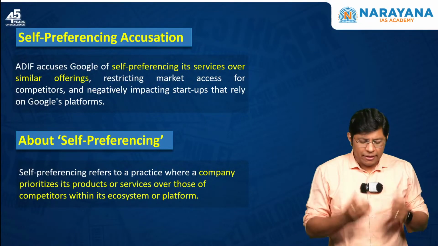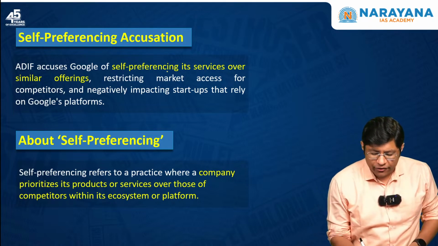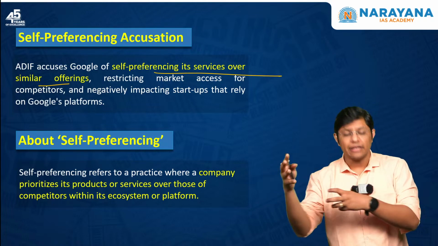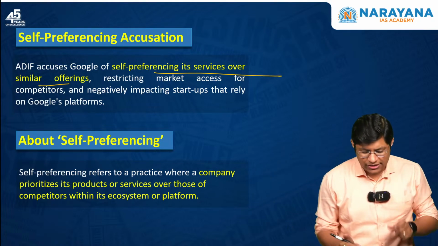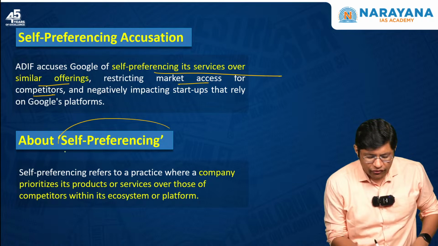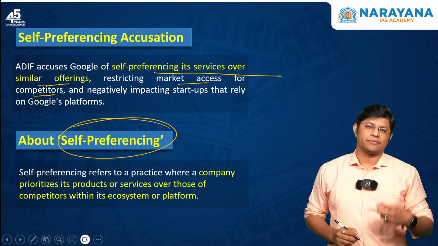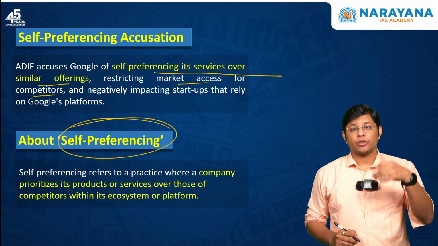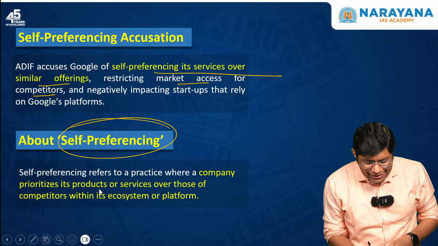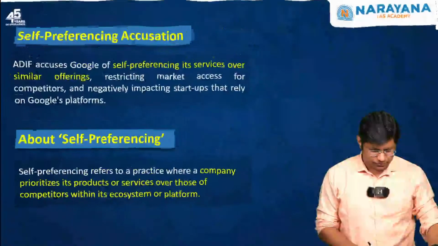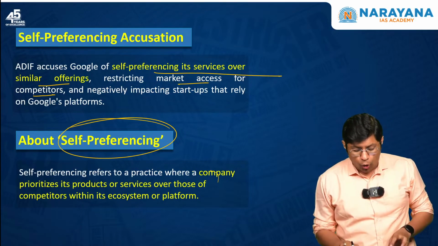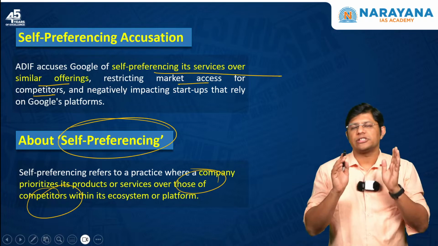Now, the startup has accused Google of self-preferencing its services over similar offerings by other companies or other startups. This restricts market access for competitors. Now, what exactly is this self-preferencing? Self-preferencing refers to a practice where a company like, let's say, Google or Amazon prioritizes their products or services over those of competitors within the ecosystem or platform.